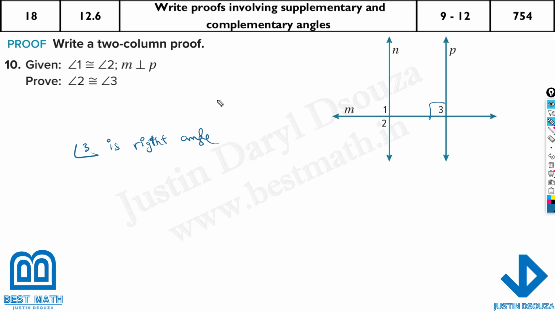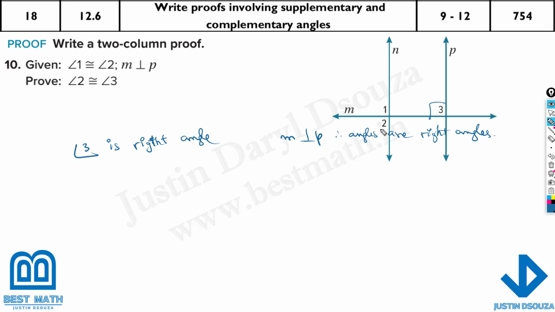I'm not writing the given, but you need to write both these statements as given, and the reason being M is perpendicular to P, and therefore the angles are right angles. When two perpendicular lines are there, all the angles will be right angles. That's the reason. Okay, that is fine.